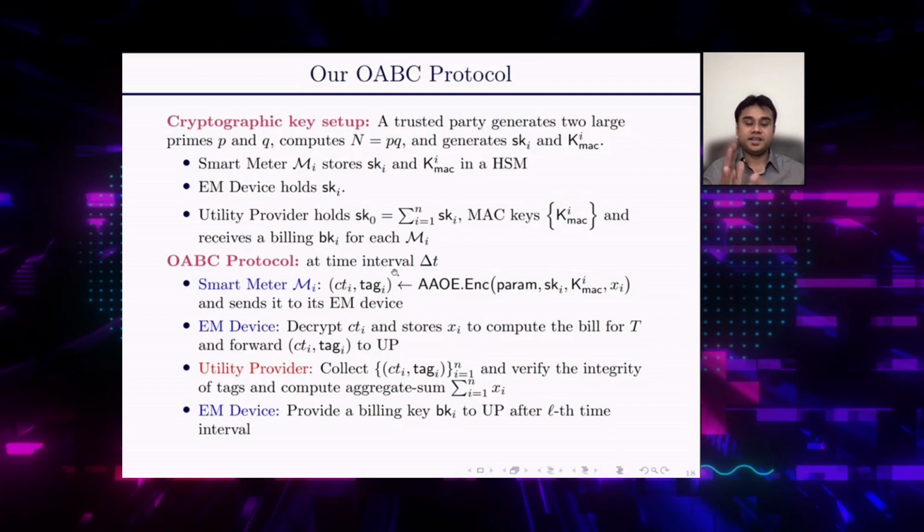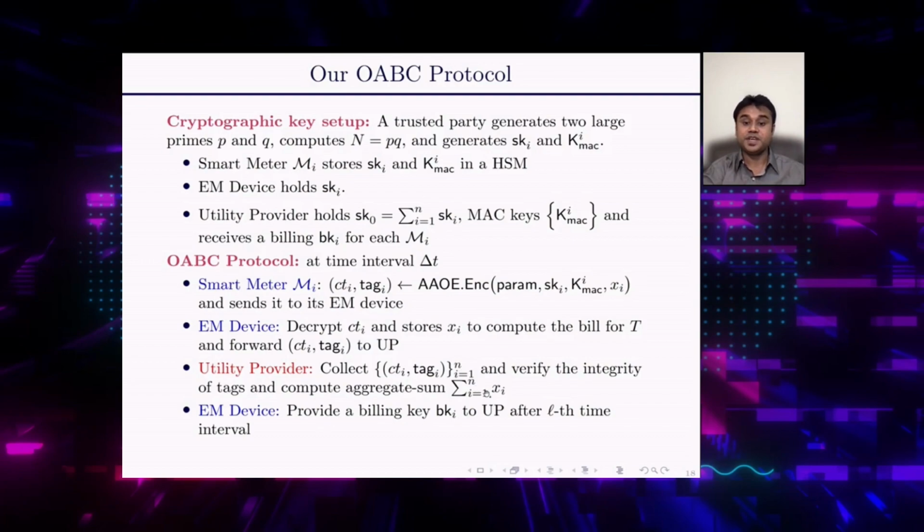Now in our protocol, suppose at the t-th time interval, the smart meter has its meter reading Xi, and the smart meter runs the AOE encryption scheme and gets two values, an AOE ciphertext and a tag. The smart meter sends this pair to the EM device, and the EM device decrypts the ciphertext and stores Xi, and these Xi are used to compute the bill. It forwards the AOE ciphertext and the tag to the utility provider. The utility provider collects such tags from the different smart meters. At the time interval delta t, when the utility provider receives a total of n such tags, it first verifies all the tags using the ciphertexts. If all the verifications are correct, then it applies the AOE decryption to get this aggregated value.